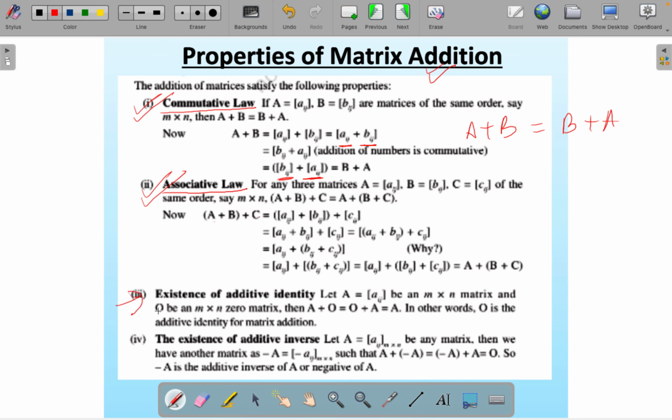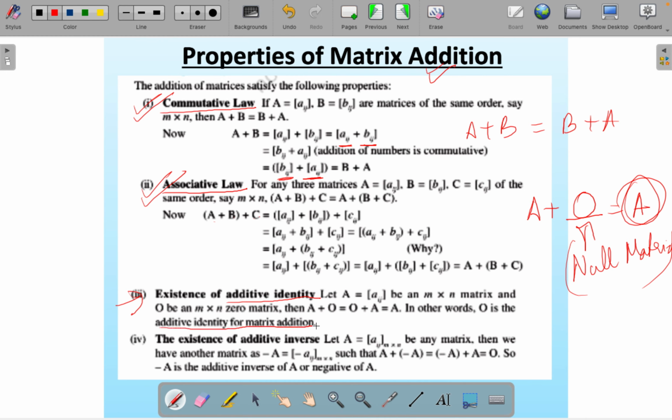Let's talk about the third law, existence of additive identity. What do you mean by additive identity? What should I add to a matrix so that my answer remains the same matrix? So you should know, the null matrix or zero matrix. So if I add a null matrix to a matrix, my answer will remain the same matrix. So the null matrix is said to be the additive identity for matrix addition. Okay, so this is just a one marker question which you should always remember.